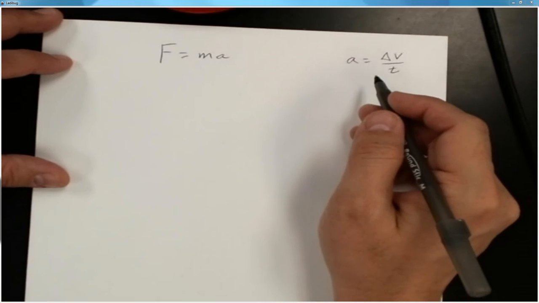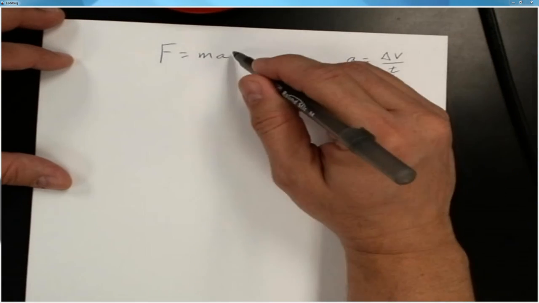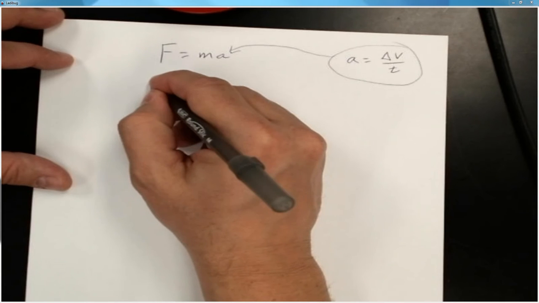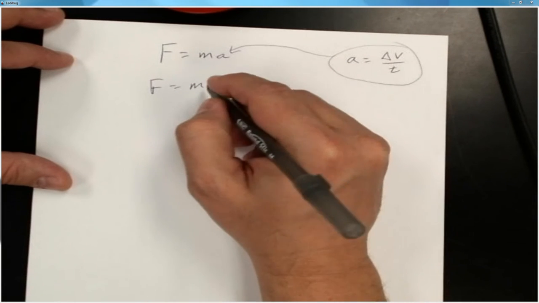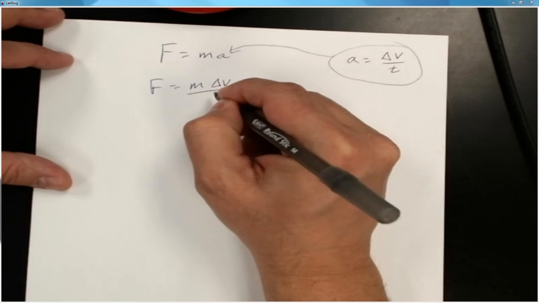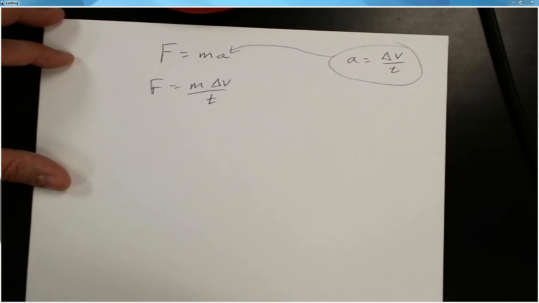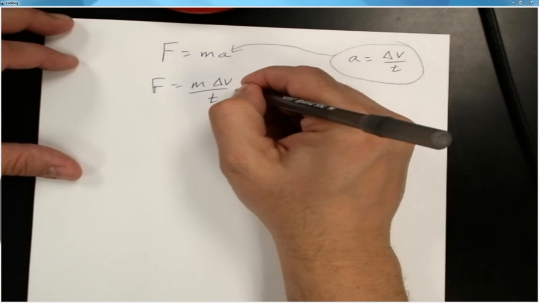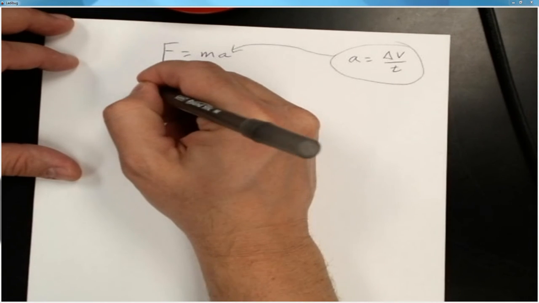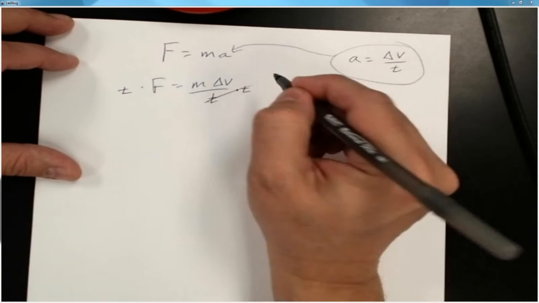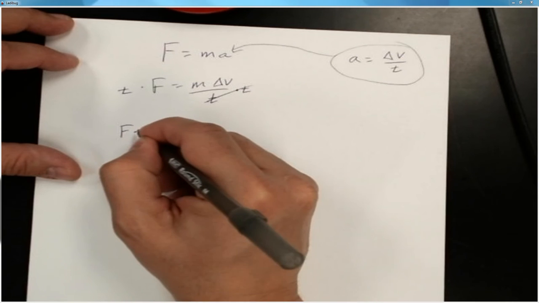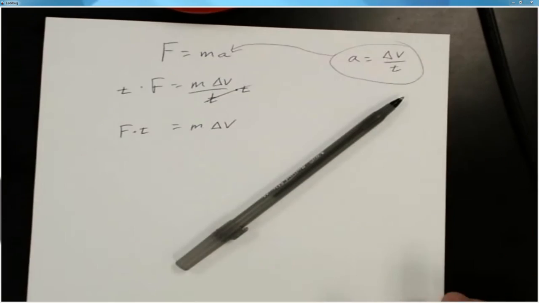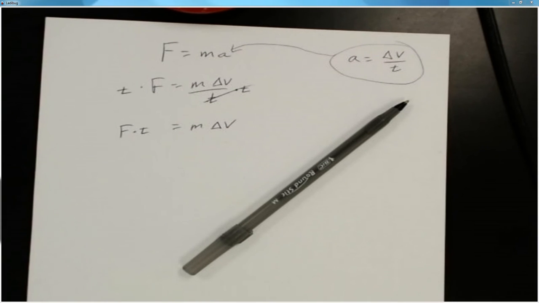We've talked about this many times before. I'm now going to replace acceleration here with this definition. So that F is equal to m times the change in velocity divided by time. All right. If I multiply both sides by time, then time cancels out on this side, and I get force multiplied by time is equal to mass times the change in velocity.